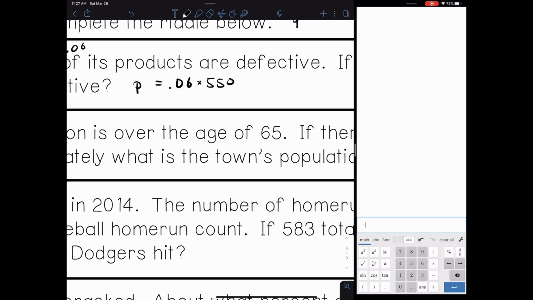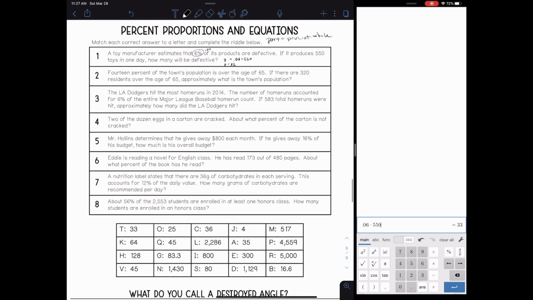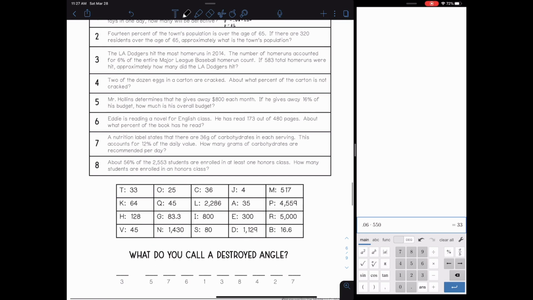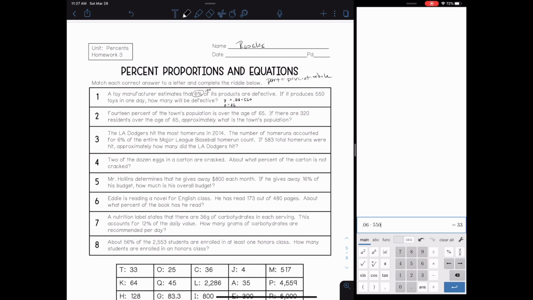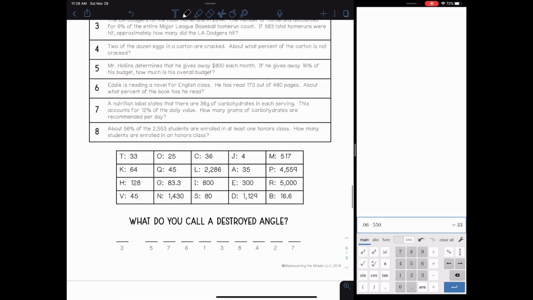So we have 0.06 times 550, and that's going to be 33. So P is going to equal 33. Now let's see if there's a letter that matches that. It's going to be T. So where I see the number 1, I'm going to put T. Any more ones? Nope.